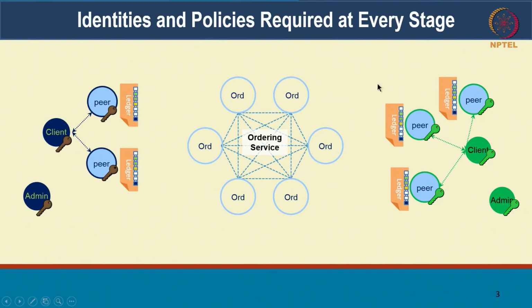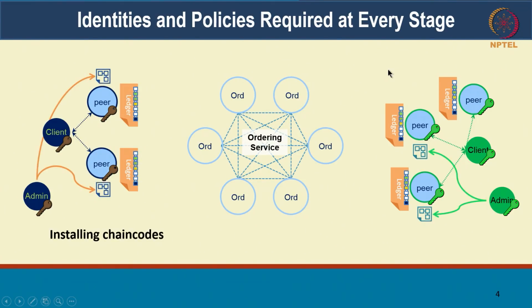Hyperledger Fabric requires identities and policies at every stage of processing. Within an organization, you can have admins and members, and they have identities. Organizations can run peers, and the peers have identities. The ordering service also has identities, and organizations can participate and run orderer nodes. And this could be just showing multiple organizations.